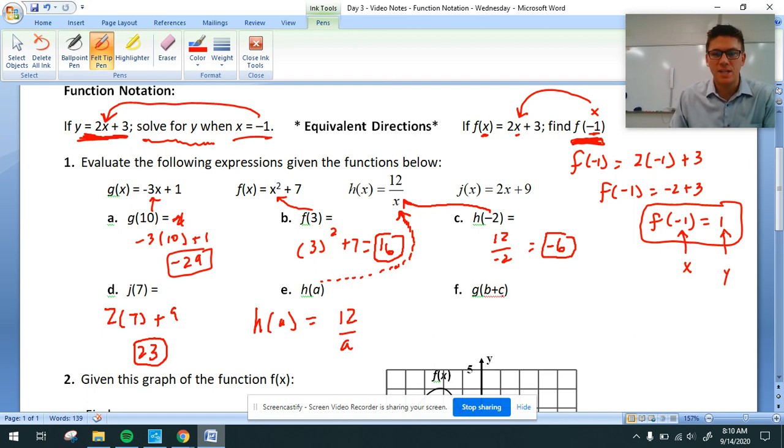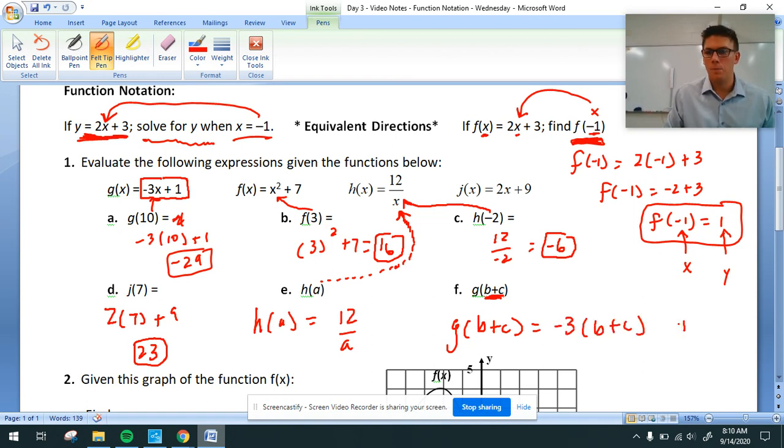For the next one, it says g of b plus c. So you're literally going to plug in the quantity b plus c into our g of x function. So g of b plus c is going to be equivalent to, well, here's what we have. Negative 3, not times x, but b plus c, plus 1. And you could do some distribution if you needed to, but that's all it's asking you to do, plug in.